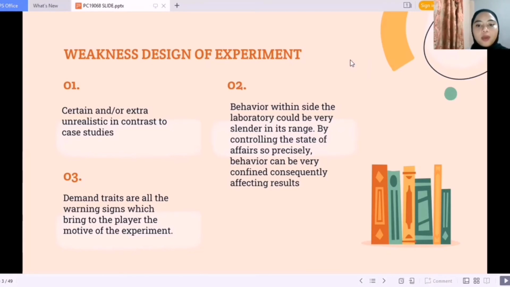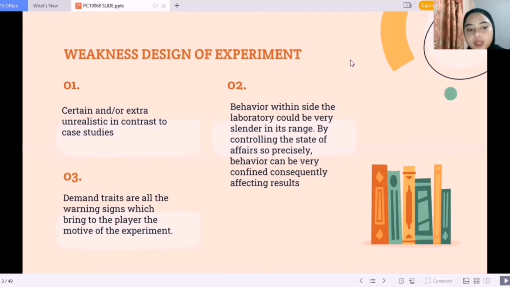Second, behavior within the laboratory could be very limited in range. By controlling the state of affairs precisely, behavior can be very constrained, consequently affecting results. This is said to be a weakness because the behavior found in the laboratory and the claimed condition can put the result at risk. By controlling the situation so tightly, the behavior may be limited so as to impact the result, and it is capable of causing an experiment to not run smoothly.